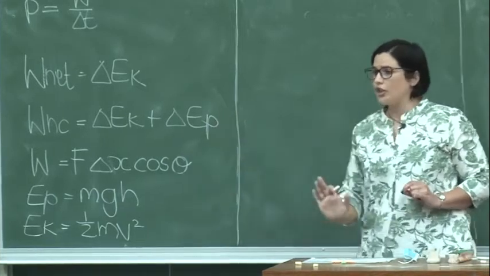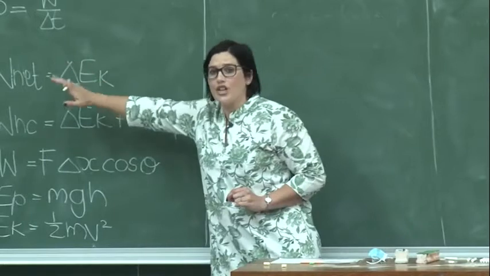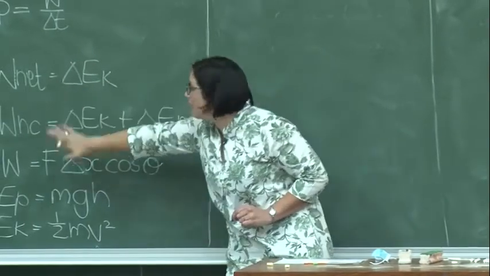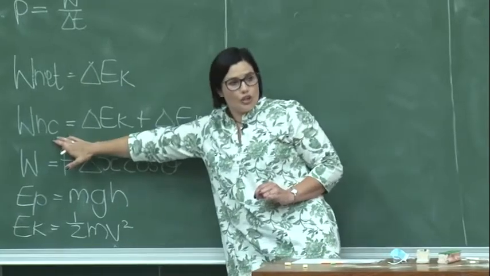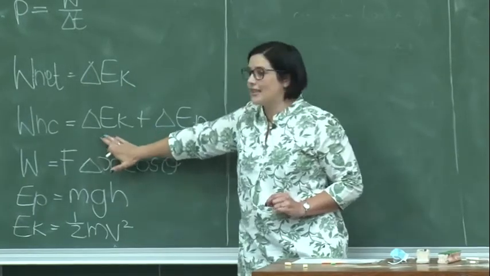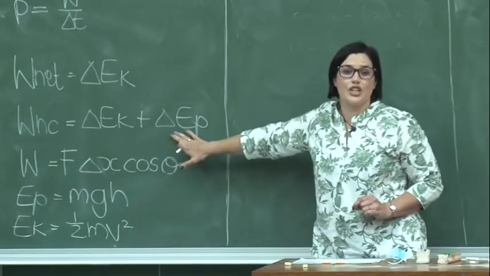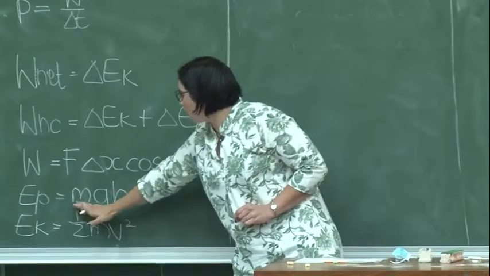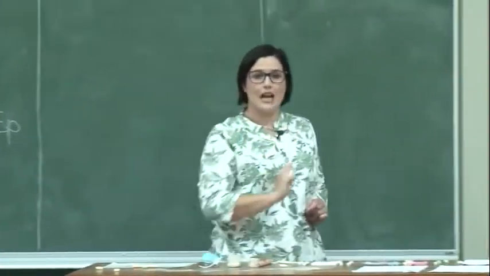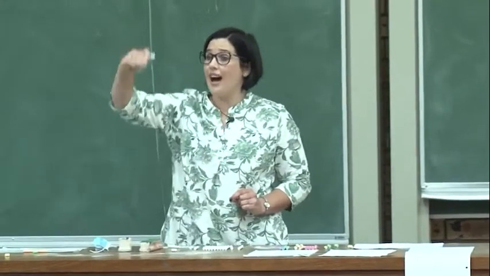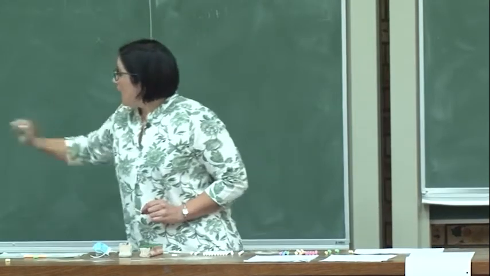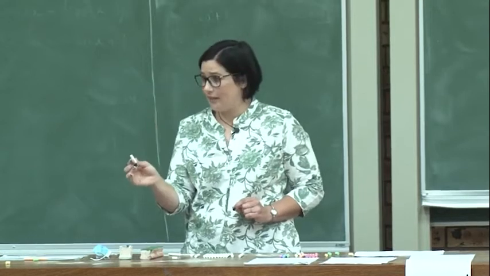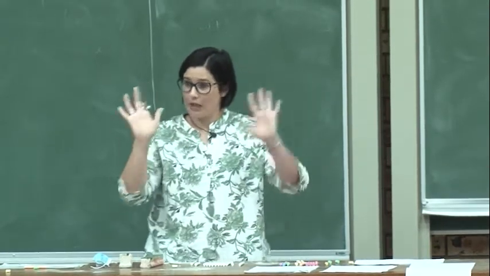So today we're going to look at application, especially between the work done by a net force is equal to the change in kinetic energy, but also the work done by non-conservative forces is equal to the change in kinetic energy plus the change in potential energy. And to recap, the formula for potential energy is mass times gravitational acceleration times the height. Kinetic energy is half mass v squared. Okay, just to recap, so keep that in mind.